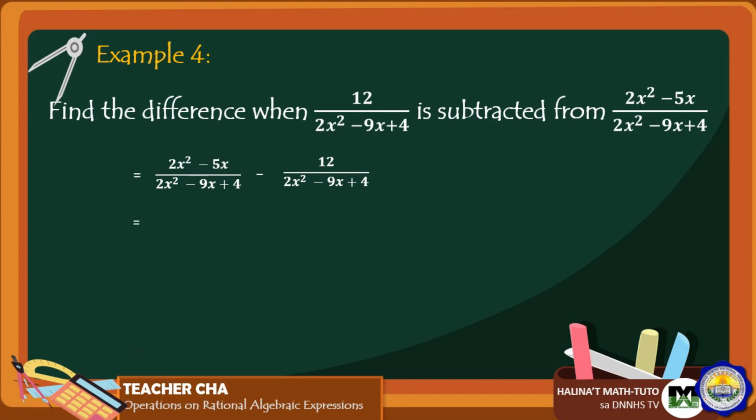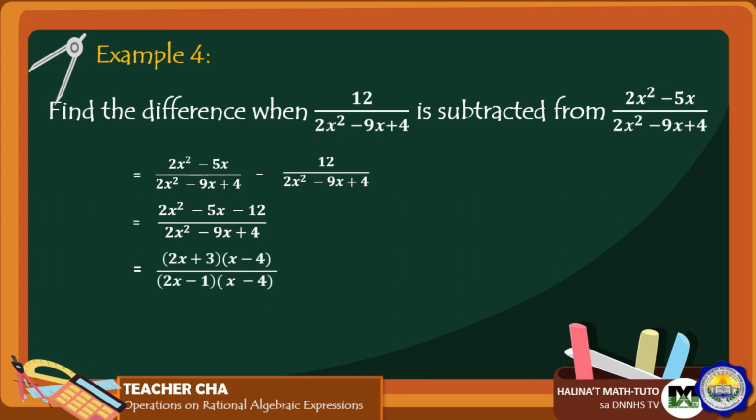So we simply copy the denominator, 2x squared minus 9x plus 4, and then combine or subtract the numerator. So we have there 2x squared minus 5x minus 12. So next is to factor the numerators and the denominators if possible. Okay, tingnan po natin kung factorable po siya. So we have 2x squared minus 5x minus 12.